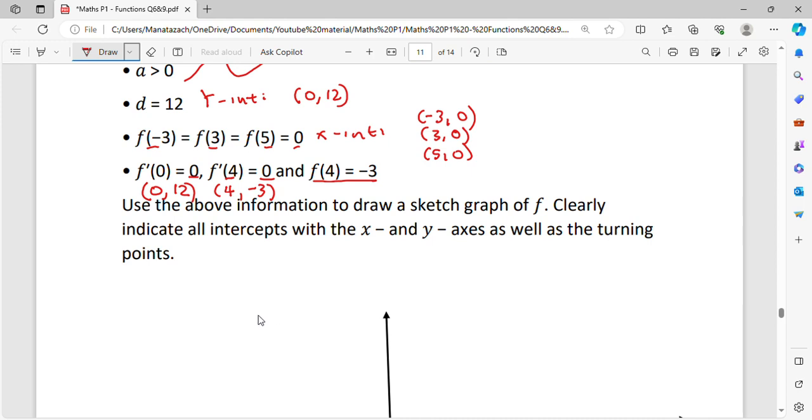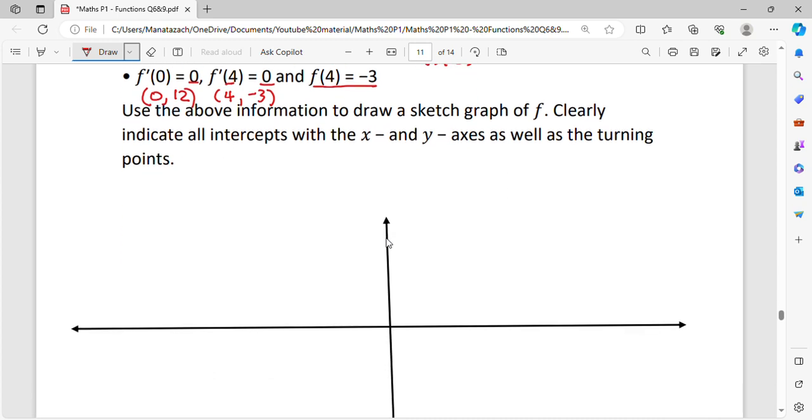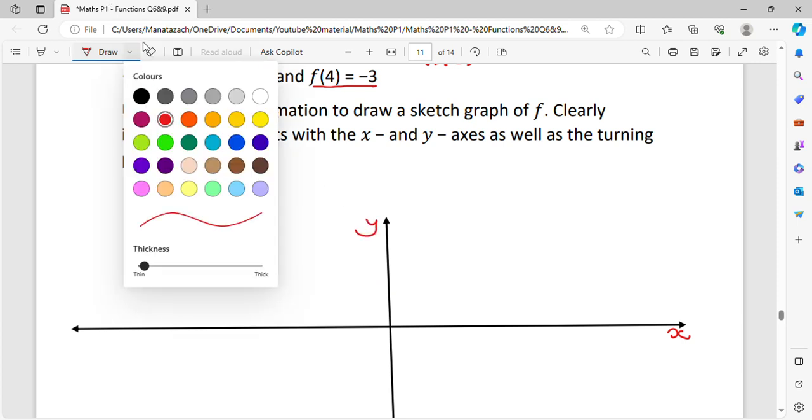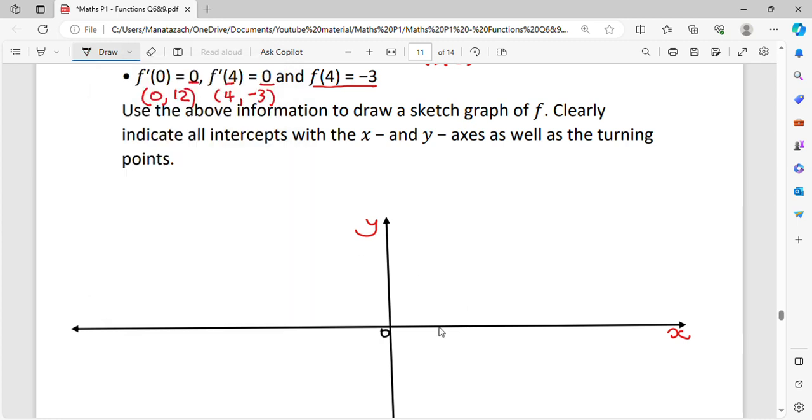So the question is, use the above information to draw the sketch of f. Clearly indicate all intercepts with the x and y axis as well as the turning points. So let's start by labeling our graph, x and y, and then also the numbers. Let's just say here 1, 2, 3, 4, 5.